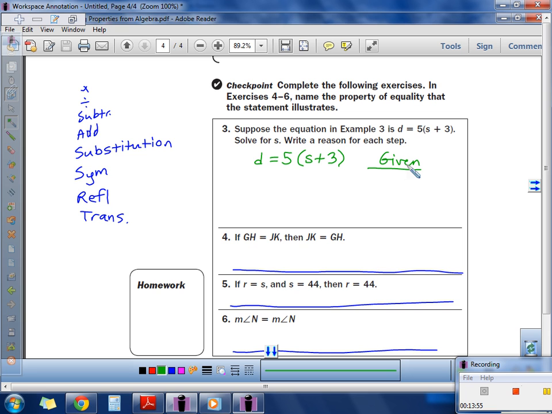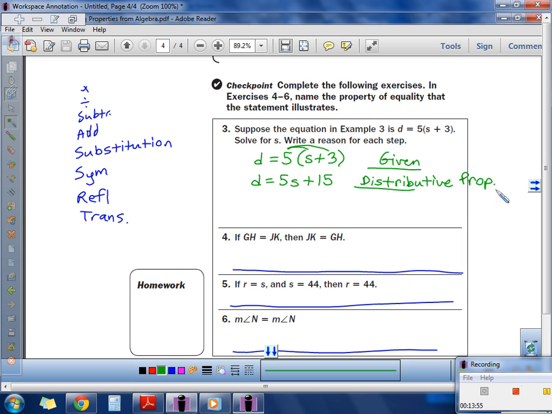First step, whenever you're trying to get rid of a number outside parentheses, what do you do? You distribute. Everybody should recognize that property. It's used all the time. So 5s plus 5 times 3, 15. What property did we do right there? Distributive, and write it out. Some people stop there. That's not enough. At least write distributive property. Definitely it is of equality.